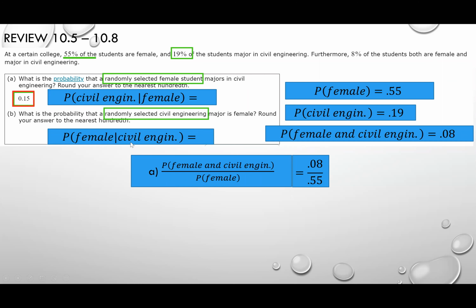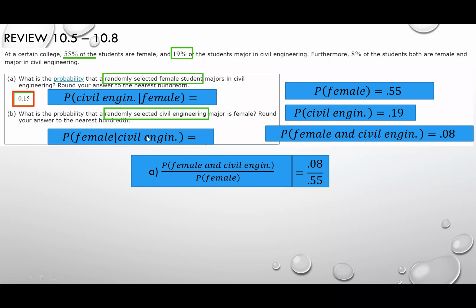We want to compare the female among just the civil engineer, right? Meaning this right here, there's 15% of the females who are civil engineer, okay? Within the female, there's only 15% of them are civil engineer. The rest is nursing, doctor, whatever major they're in. 15% of the female, based on this information, 15% of female is civil engineer.